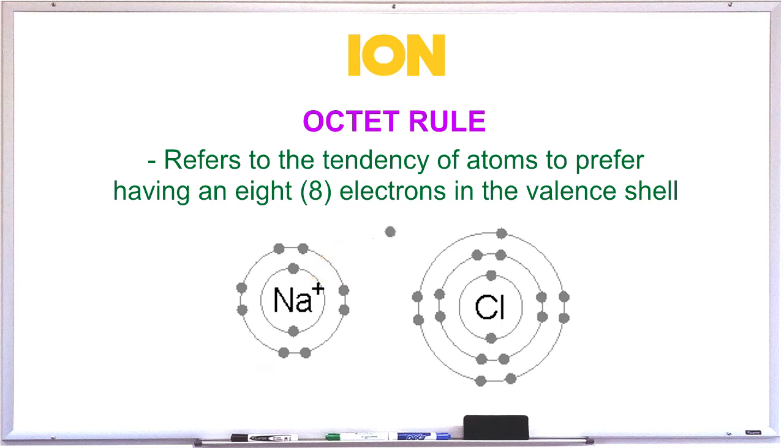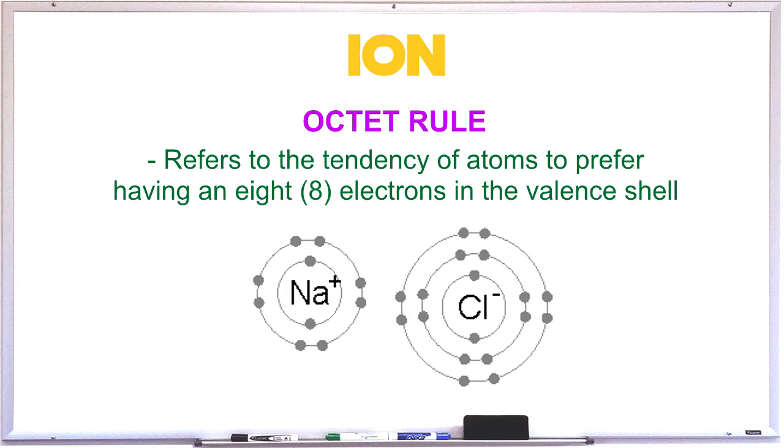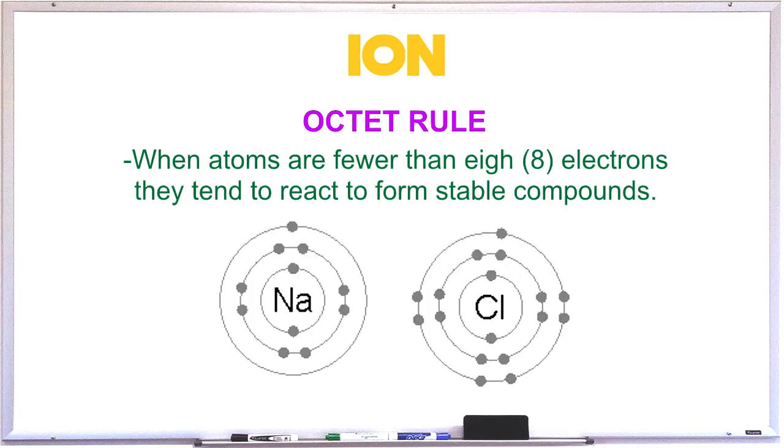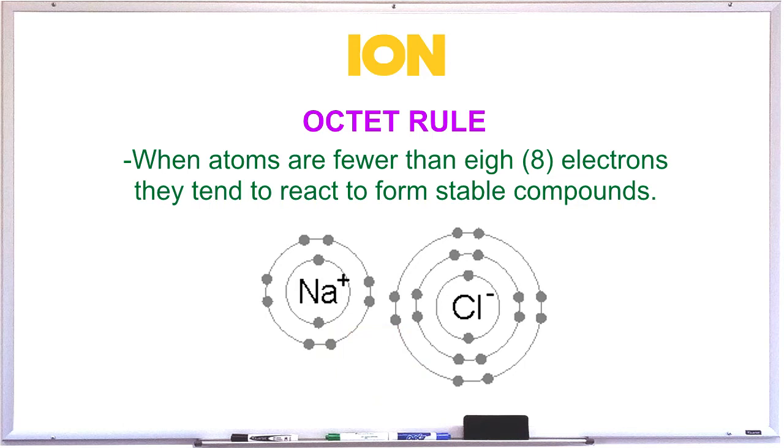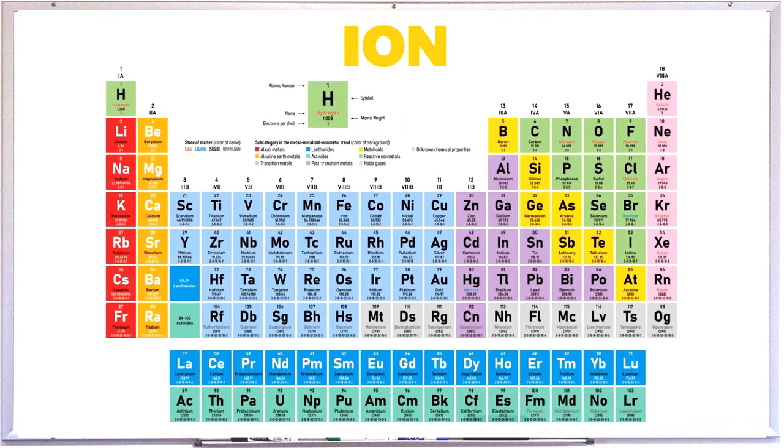The octet rule refers to the tendency of atoms to prefer having 8 electrons in the valence shell. When atoms have fewer than 8 electrons, they tend to react to form more stable compounds. Remember our example about fluorine when we discussed ions? We learned earlier that fluorine has the highest electronegativity value in the period, and it is the atom that is most likely to attract electrons. Why not neon? Because neon is a noble gas, or stable element. They already have 8 valence electrons, and they are called noble because they don't have to lose or gain electrons in order to satisfy the octet rule.